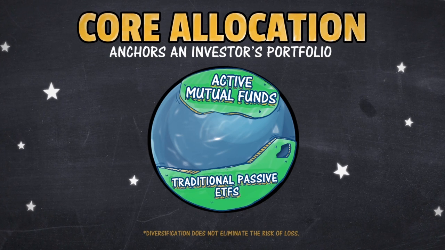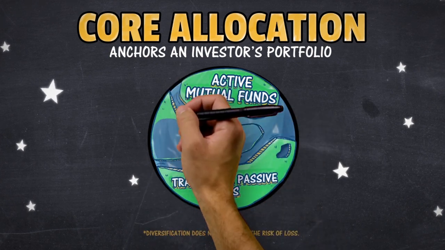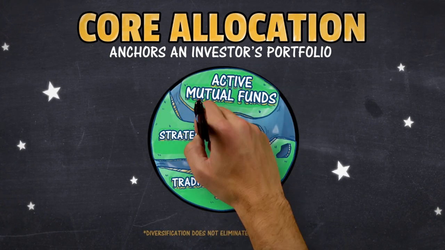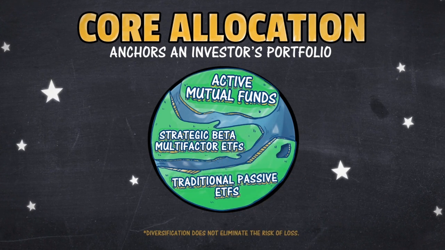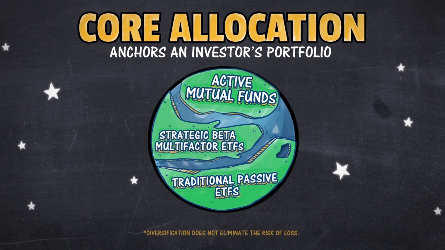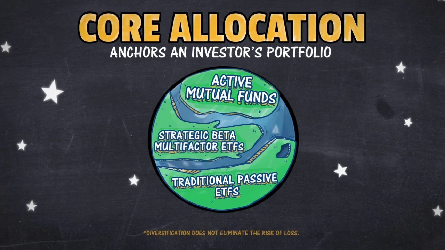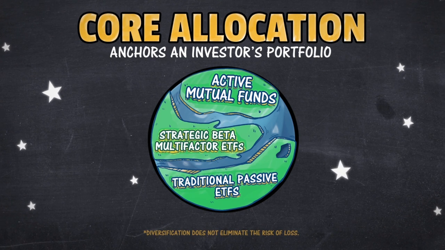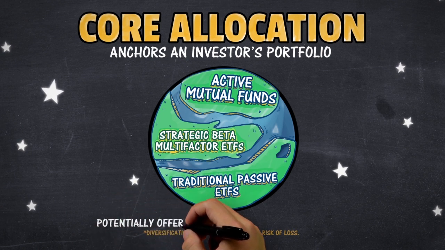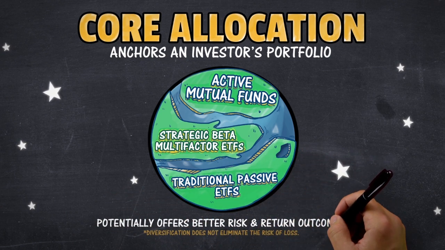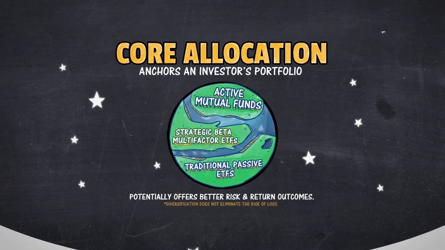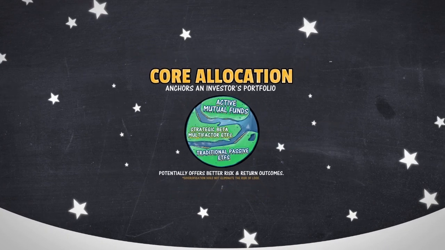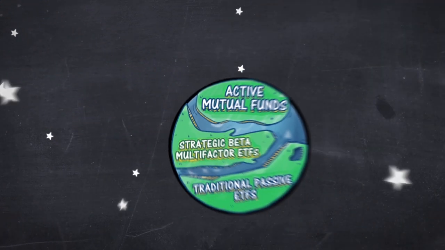One way to preserve critical core attributes while also introducing the potential for better diversification, reduced risk, and enhanced return is to consider complementing or replacing existing core assets with strategic beta multi-factor ETFs. Certain multi-factor ETFs may offer investors better risk and return outcomes than traditional passive ETFs and active managers that mirror a benchmark. That can be especially important within a client's core because it tends to be the biggest component of a portfolio. Surrounding the core are satellite positions.